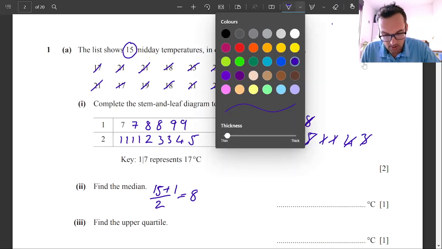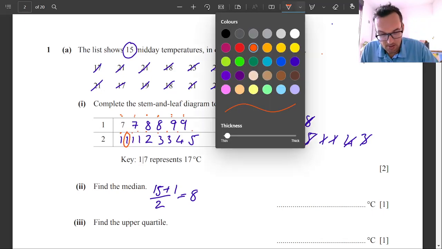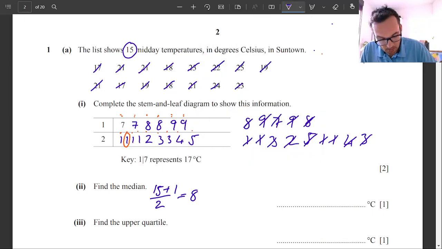So let's count that. Let's find the 8th value. So this is first, second, third, fourth, fifth, sixth, 7, 8th. This will be the middle value. Let's see if it's right. There's 1, 2, 3, 4, 5, 6, 7 smaller, and there's 1, 2, 3, 4, 5, 6, 7 bigger. Clearly that is the middle. So the median is 1. No, of course not. That is 21. Remember, that 1 doesn't stand for 1, it stands for 21.